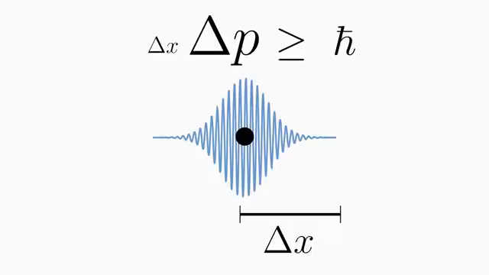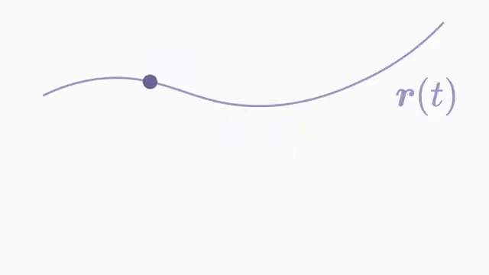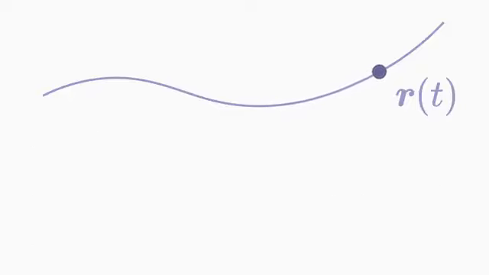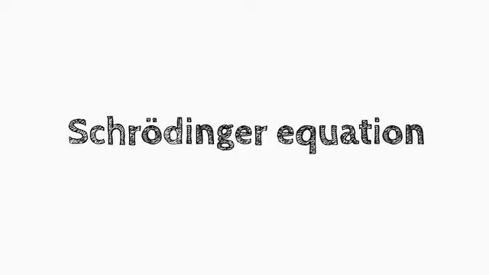This behavior is described by the uncertainty principle, a fundamental principle of quantum mechanics that cannot be bypassed. So we cannot determine a trajectory r of t of the electron, as in classical mechanics, and derive all other motion quantities from this trajectory. Instead, we have to find another way to describe the quantum world. And this other way is the development of quantum mechanics and the Schrodinger equation.